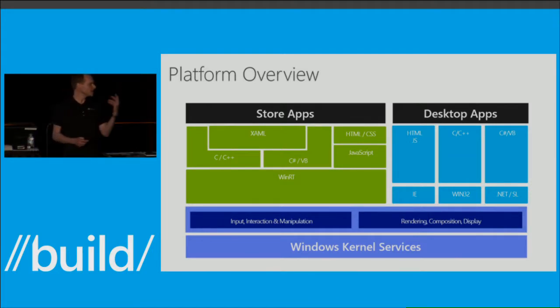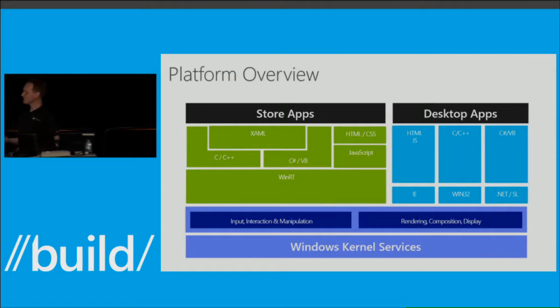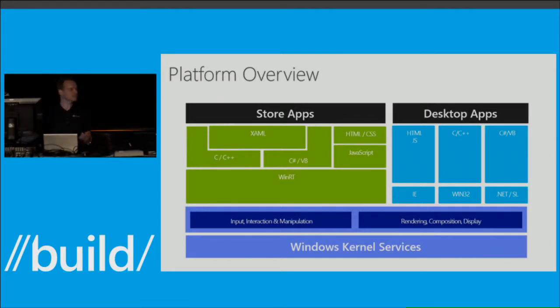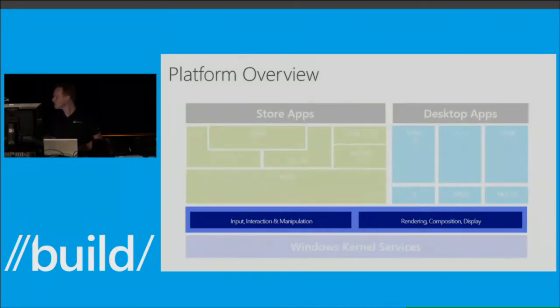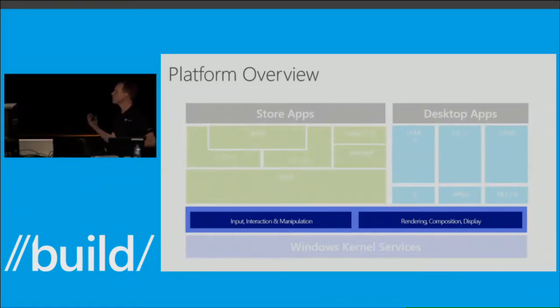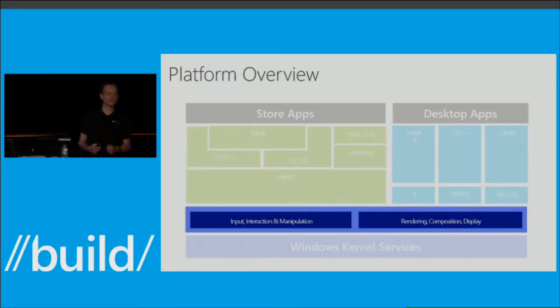And you see there the Store apps positioned next to the desktop apps. And what I've done is actually added a new layer underneath. And this is highlighting some of the APIs that exist in the system to power not only Store apps, but also desktop apps and the system itself. And this is what we're going to focus on today. So we're going to focus on input, interaction, and manipulation, and then rendering, composition, and display.